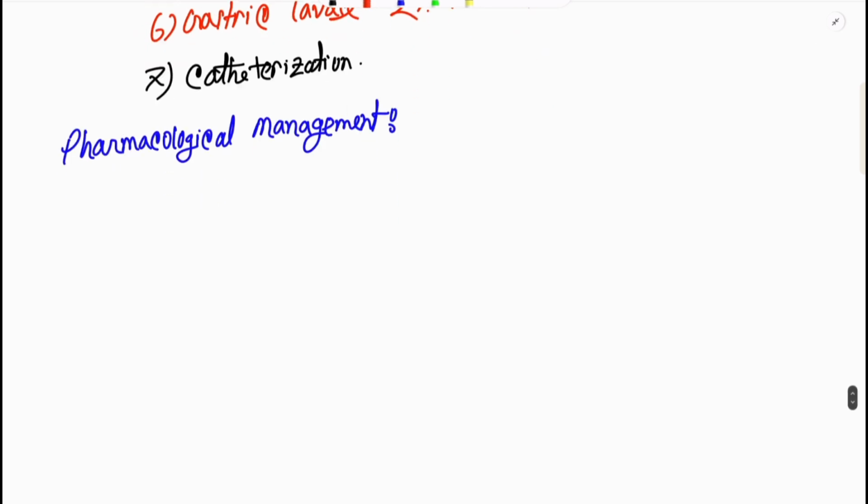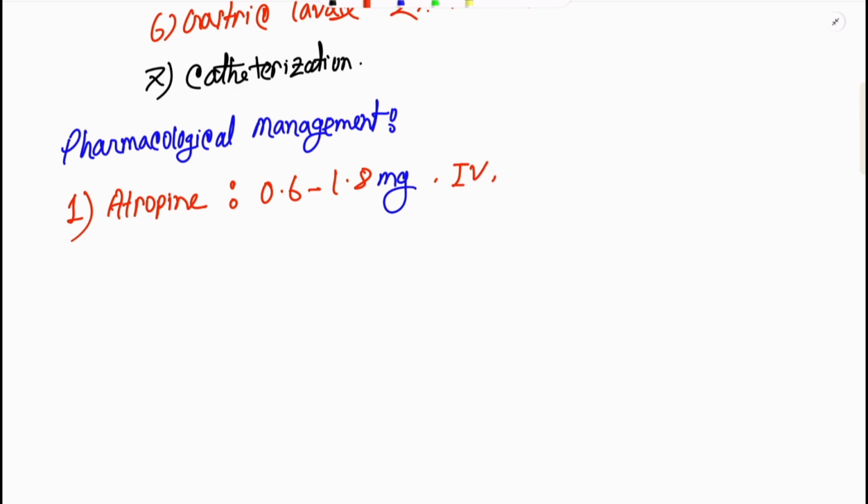At first, we have to give atropine, which is an antidote of organophosphorus compound poisoning. The dose is 0.6 to 1.8 milligram. There should be no confusion between milligram and gram. It is milligram. And it is given by IV route, over 10 to 25 minutes.